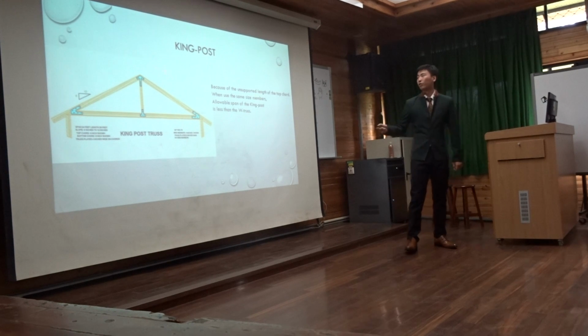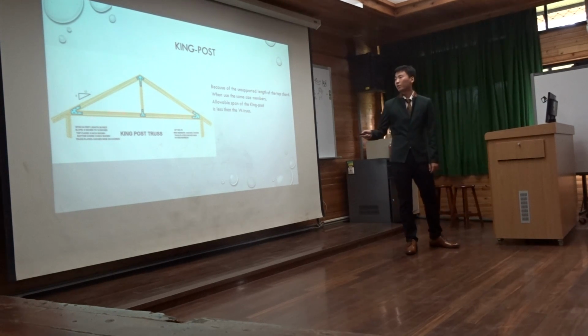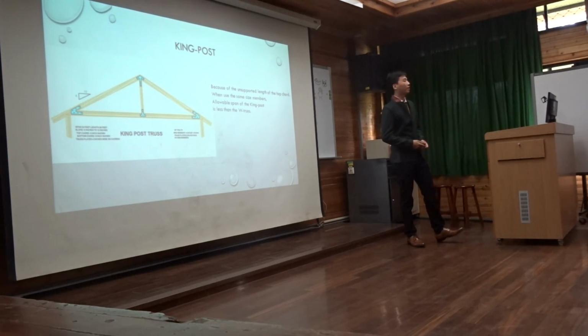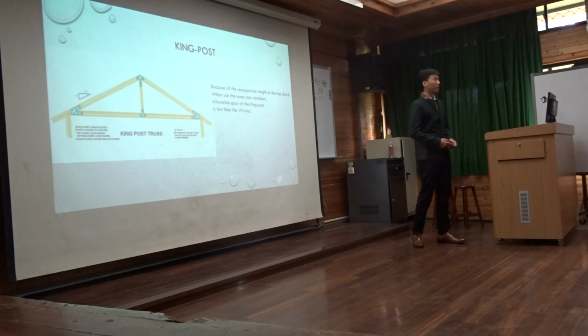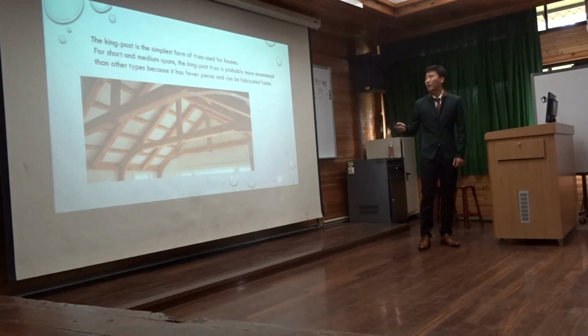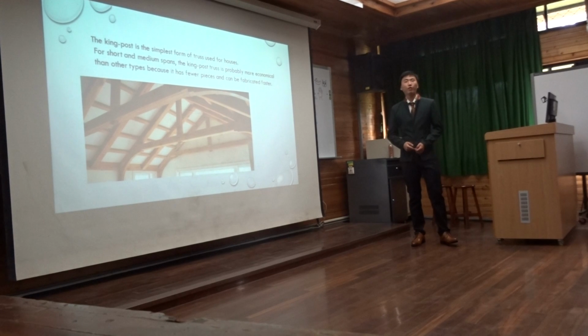It consists of top chord, bottom chord, and the center vertical post. Because of the unsupported length of the top chord, when using the same size members, a lower span of the King-post truss is allowed than the W-type truss. The King-post is the simplest form of truss used for houses.